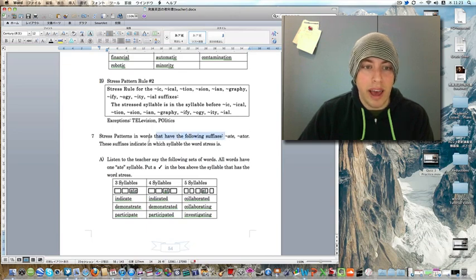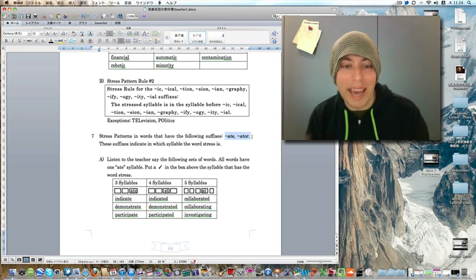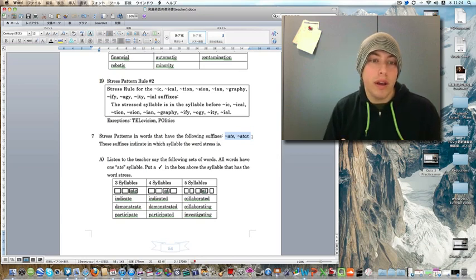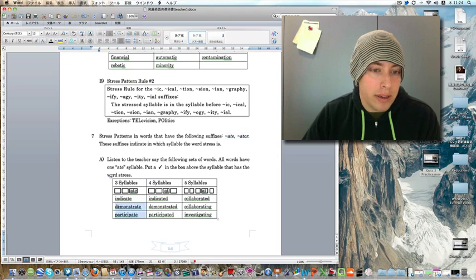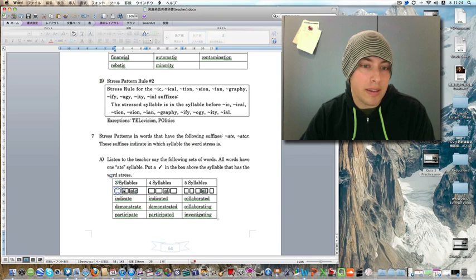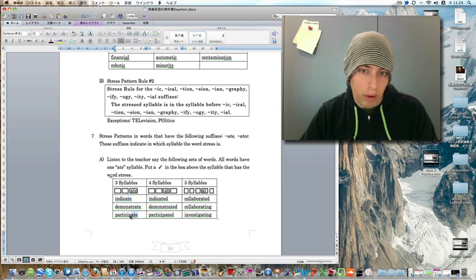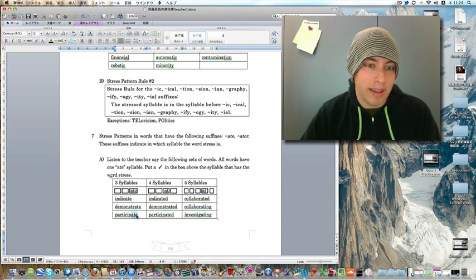All of these words have these suffixes in them. So they have -ate or -ater in the word. If -ate or -ater is in the word, stress is always in the same place. So let's start with the three-syllable words. I'll say each word one time quickly, and I want you to mark the box that has the word stress. Again, notice that the last syllable in these words is -ate. If -ate is in the word, stress is always in the same place. Where is it? Ready? Here we go.